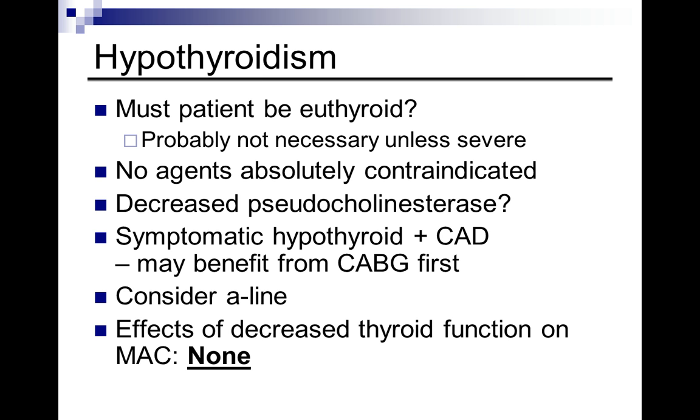There are some studies that suggest that these patients have a decreased level of pseudocholinesterase, which would suggest care in dosing succinylcholine. And the only caution that we've seen is that patients who have symptomatic hypothyroidism and coronary artery disease may benefit from CABG prior to elective surgery. You may want to consider an A-line in patients who have this situation, very severe symptomatic hypothyroidism, if you're forced into doing an anesthetic, say, under emergency conditions.